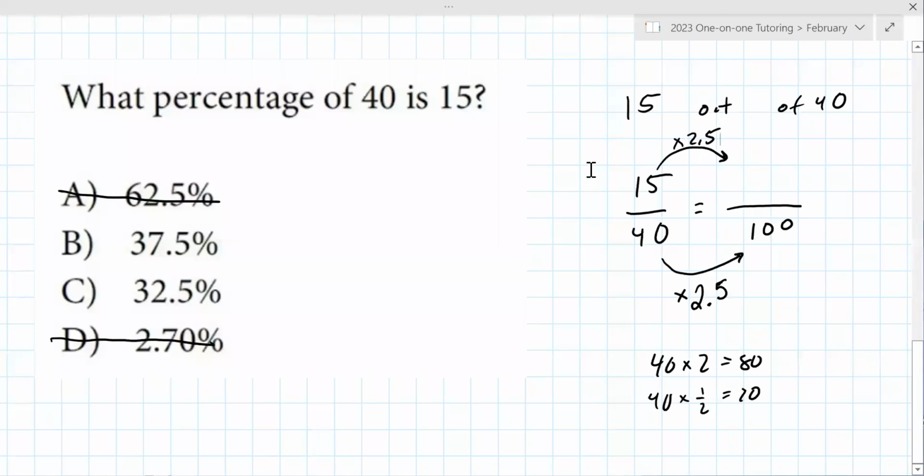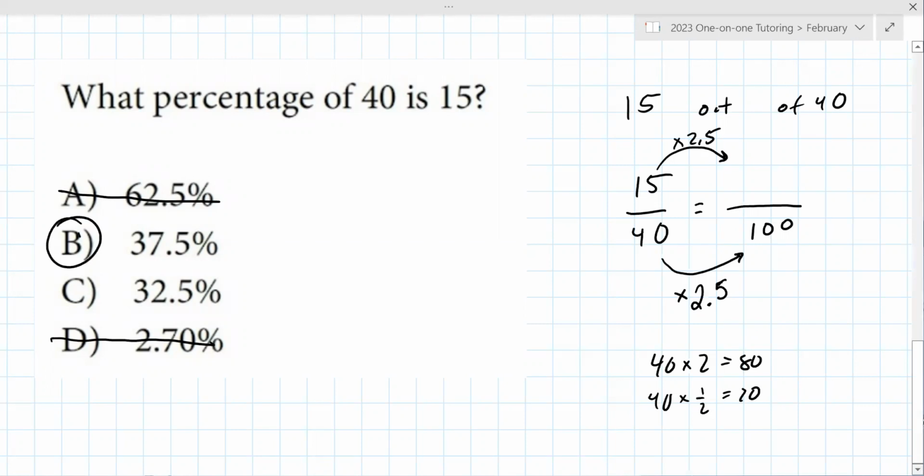You can grab a calculator if you want, but see if you can also try to do it by hand: 15 times 2, and then 15 times a half. That will give you one of these numbers. 37.5. Yes, very good.